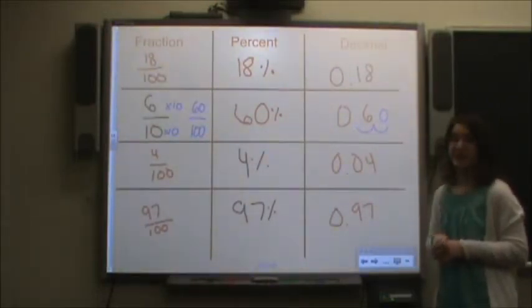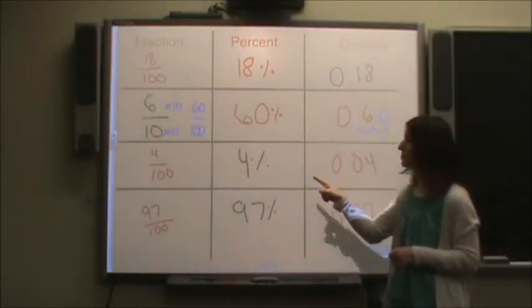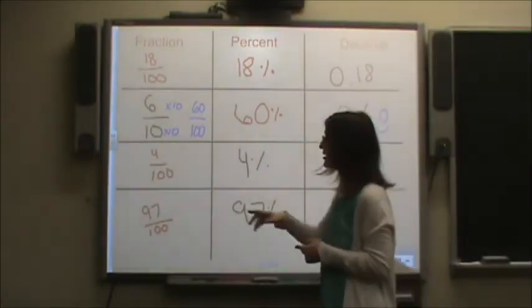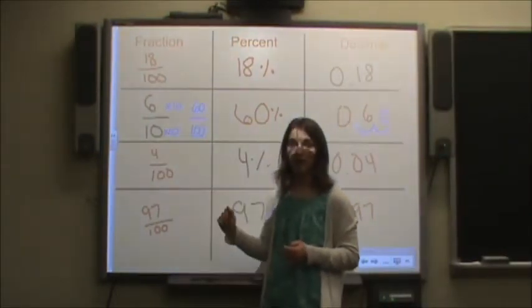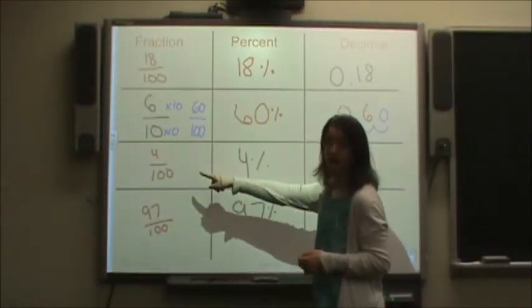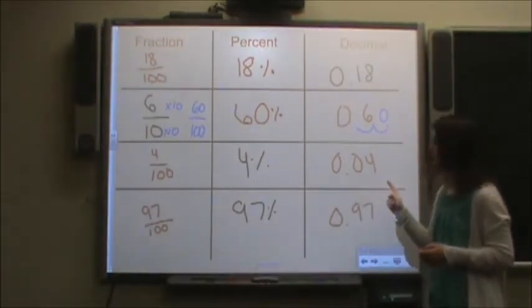Now the next one we have to be careful with placeholders. We have 4%, so that means 4 out of 100. Well, that's pretty simple to then write our fraction, 4 over 100. Now, if I take the way I read this, 4/100ths, I can easily transfer that to a decimal.